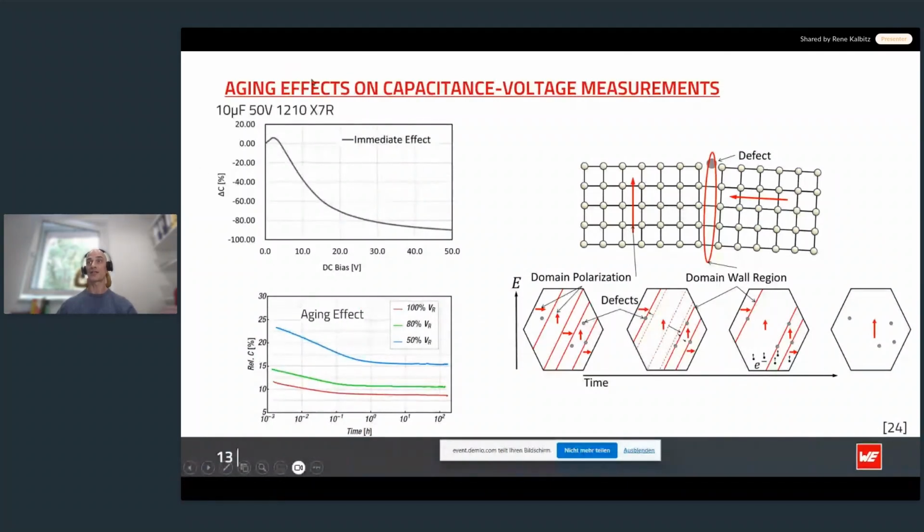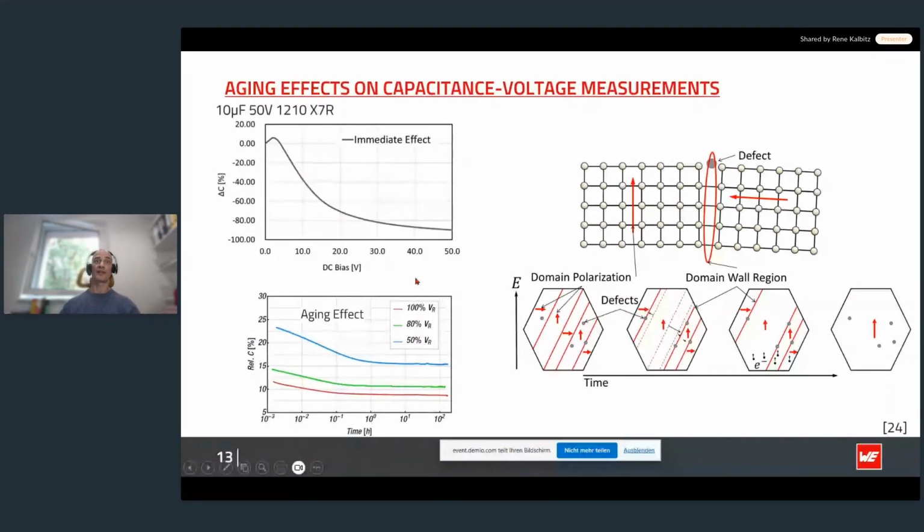The immediate effect is related to the dipole reorientation within the material domain structure, as illustrated on the schematic depiction here on the right-hand side. The immediate effect is in principle what we have just discussed.